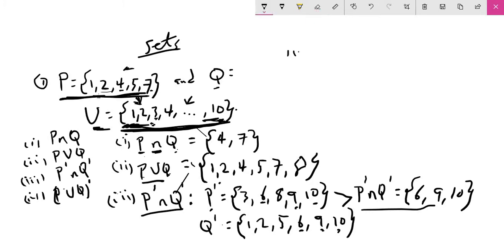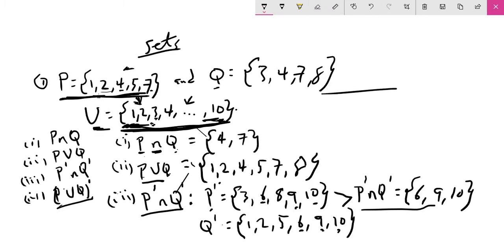And do the last one. It says P union Q. What did I just do? I just cleaned up that. So I'm just going to rewrite Q here. Q is 3, 4, 7, and 8.